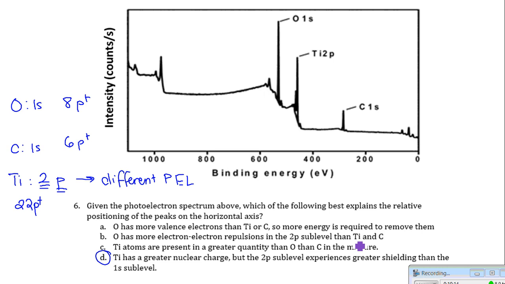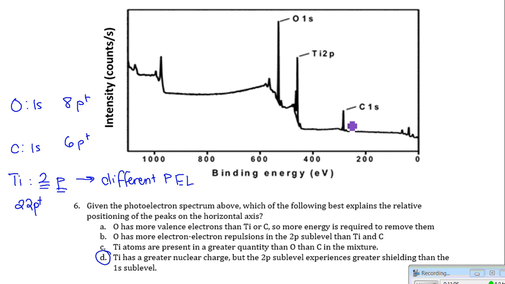So titanium has the greater nuclear charge. But in this particular PES, you're not looking at the 1s peak for titanium. You're looking at the 2p peak for titanium. So the 2p peak is in the second energy level, which is already farther away from the nucleus. So its binding energy is not as great. So that explains why titanium's peak is right here in the middle. And then oxygen has a higher nuclear charge compared to carbon. So it will have a peak further to the left, a higher binding energy in 1s than carbon does. Okay? And then titanium will be in the middle. So the answer here is D.